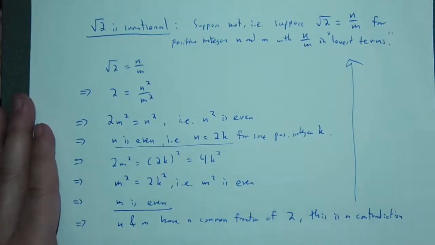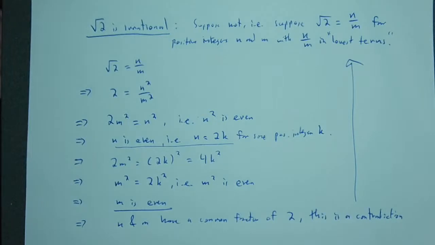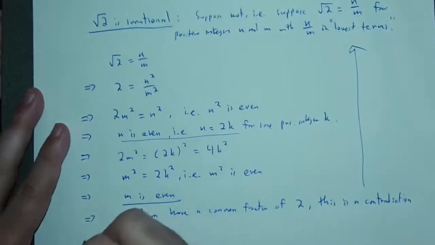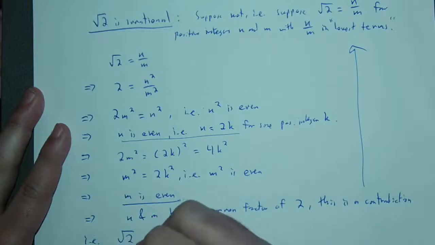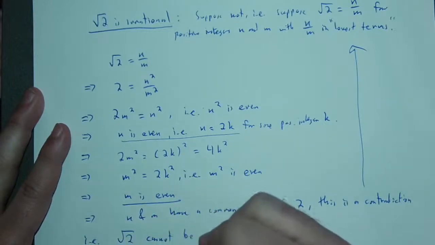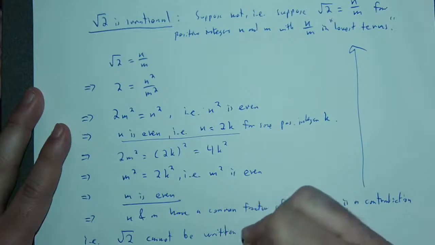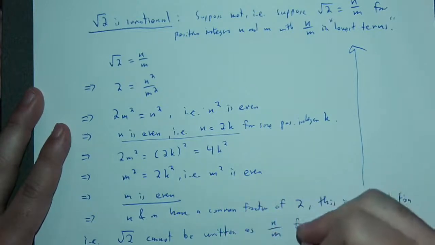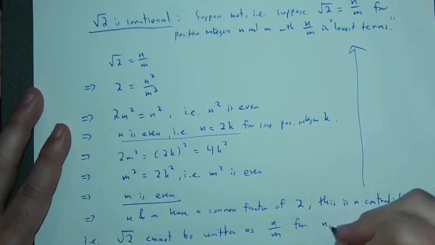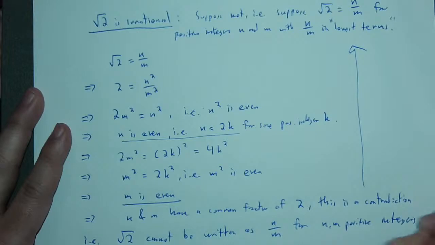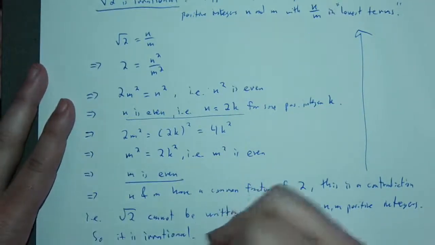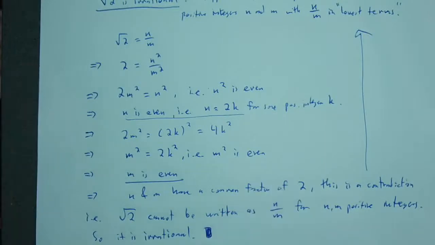Okay, so they have a common factor of 2. This is a contradiction, so this is no good, i.e. square root of 2 cannot be written as n over m for n and m positive integers. So it is irrational. That is not rational.